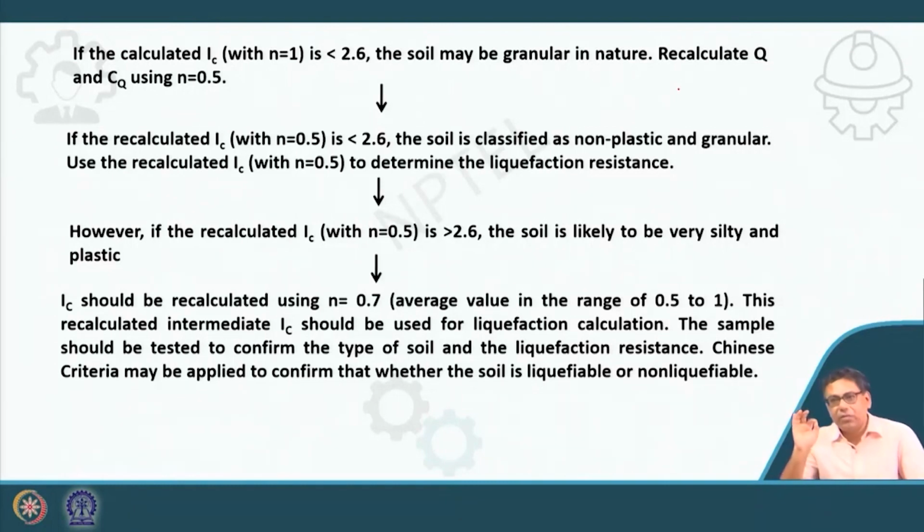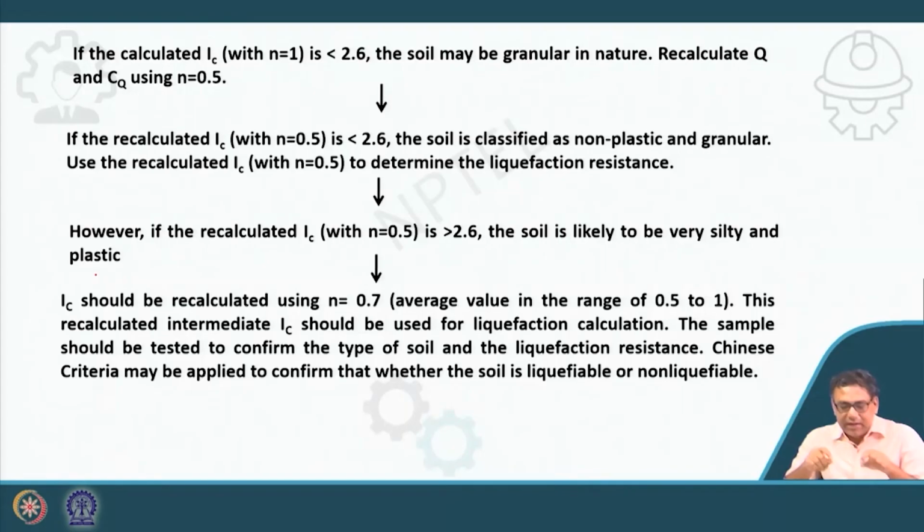Now, when you consider n equal to 0.5 and you get IC less than 2.6, then it is granular. But if you consider n equal to 0.5 and still get IC greater than 2.6, then the third condition applies: if the recalculated IC with n equal to 0.5 is greater than 2.6, the soil is likely to be very silty and plastic. Then what do you have to do? Then you recalculate the IC using n equal to 0.7, because in case of silt, silty sand or sandy silt, the range of n is 0.5 to 1. So you take the average value, that is n equal to 0.7.